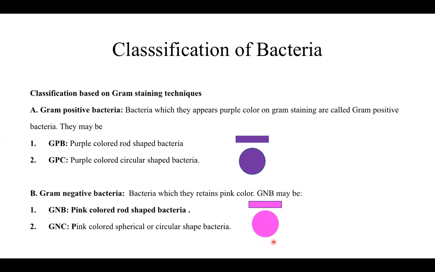And gram-negative cocci, these are the bacteria that retain the color of the counter stain, safranin, and appear pink in color. And those bacteria that appear in pink color with spherical or circular shape are known as gram-negative cocci.